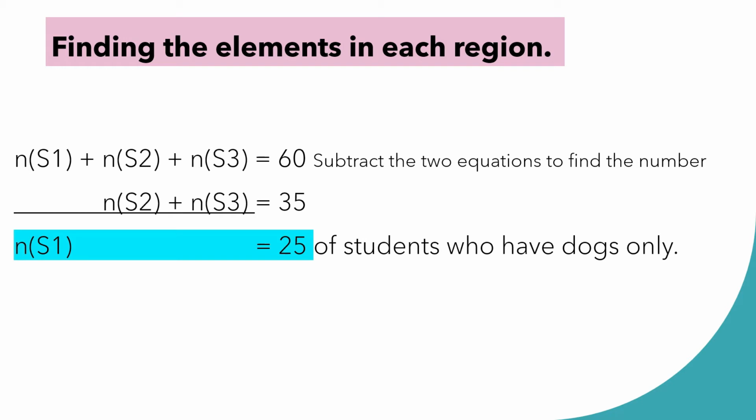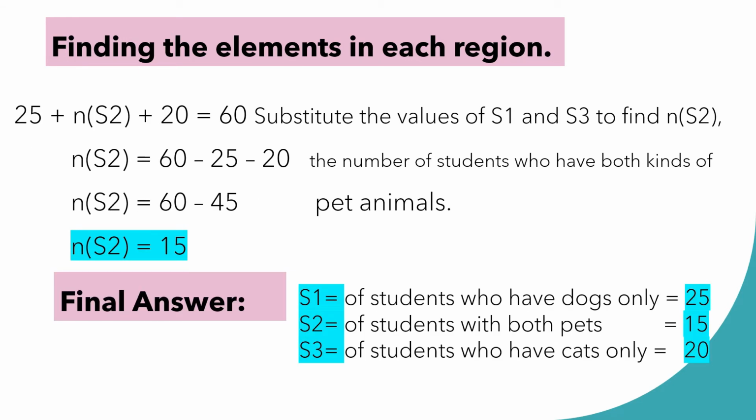60 is the total number of students, and 35 is the number of students who have cats. So that is 60 minus 35. We have 25. So 25 is the number of students who have dogs only. So we're done with the value of our set 1 and our set 3.